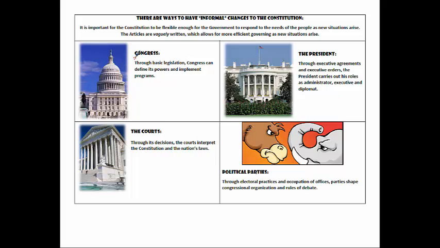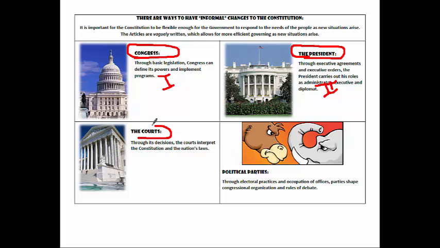Congress, through basic legislation, can define its powers and implement programs. And of course, we remember that Congress and its authorities come in Article 1 of the Constitution. The President, through executive agreements and executive orders, which we'll talk about later this year, carries out his roles as the chief administrator, the chief executive, and the chief diplomat. And of course, the President and his powers are identified and defined in Article 2 of the Constitution.